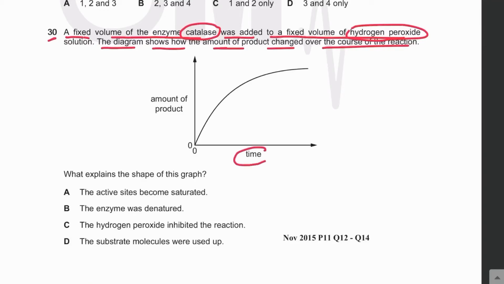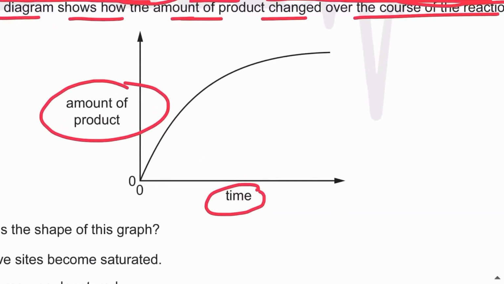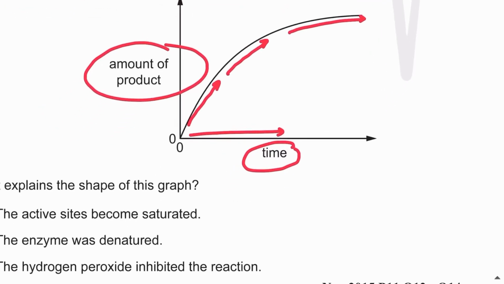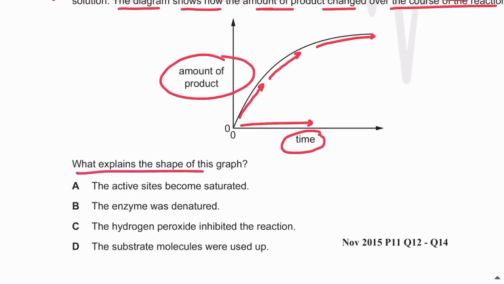So guys, we have time on the x-axis and amount of product on the y-axis, and we can see that as time proceeds, the amount of product increases and it becomes constant. What explains the shape of this graph? The active sites become saturated? No, this is not the case, because if the active sites become saturated, the rate of reaction becomes constant and not the amount of product, right?